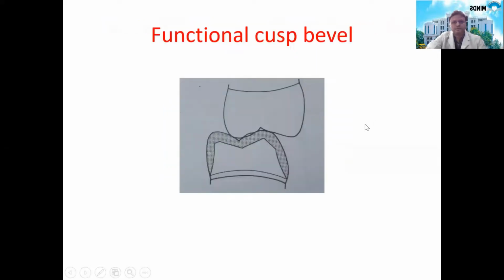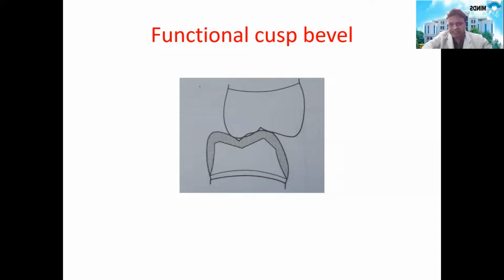The functional cusp should be beveled. Usually in mandible, the functional cusp is the buccal cusp, and in maxilla, palatal cusp is the functional cusp. So that is where exactly the load is going to come and fall. The brunt of the force is going to be taken up by the functional cusp, the palatal cusp of upper and the buccal cusp of lower.